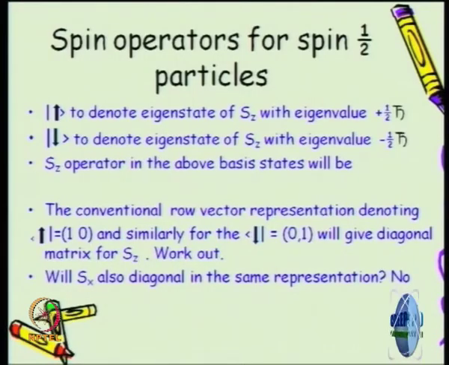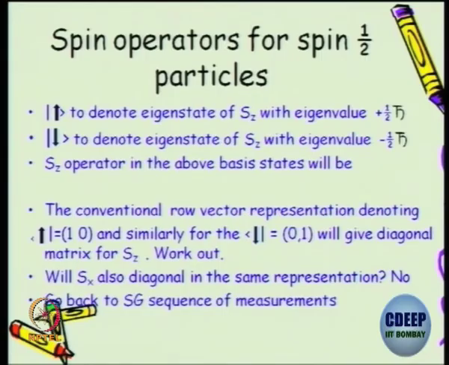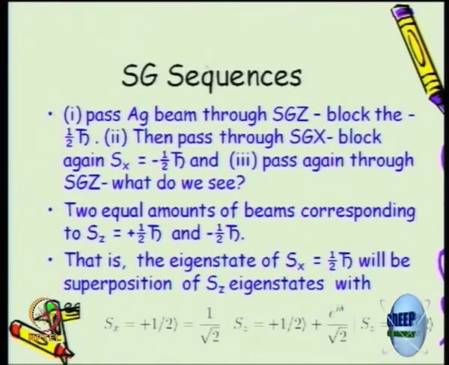Will Sx also be diagonal in the same representation? No. That we know because they are incompatible observables. Go back to the Stern-Gerlach sequence of measurements which we did. The Sx eigenvalue is plus half; I am suppressing the h cross now, you can put it back later. After you make it go through the SGX, the state with Sx equal to plus half h cross will in general be a superposition of the two basis states.